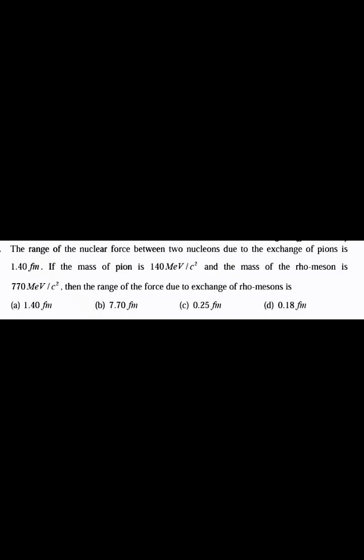Next question is, the range of nuclear force between two nucleons due to the exchange of pion is 1.40 Fermi. If the mass of pion is 140 MeV by c square and the mass of rho meson is 770 MeV by c square, then what is the range of force due to the exchange of rho meson?